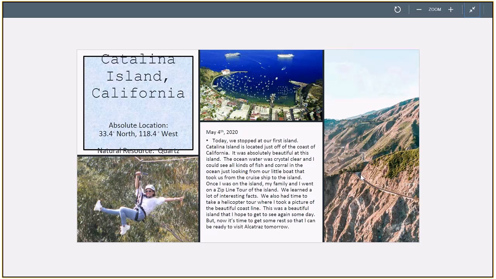So it says, today we stopped at our first island. Catalina Island is located just off the coast of California. And then it goes on to kind of share what was done that day. So this is maybe what a sample slide might look like. So each day of your trip, remember that these are the expectations. Images, we need the absolute location, latitude, longitude, the name of the island, and a journal entry here. Don't have to worry about this natural resource. That's something that we used to do, but we're not doing that this round. So this is what you need to be doing. This is what a slide should look like.